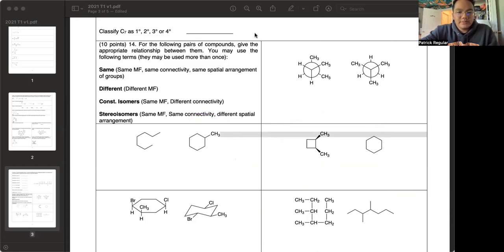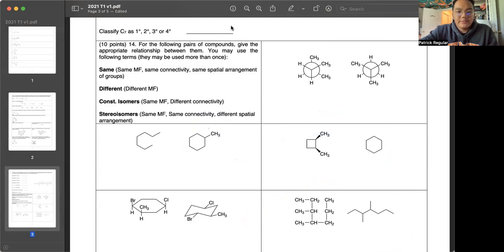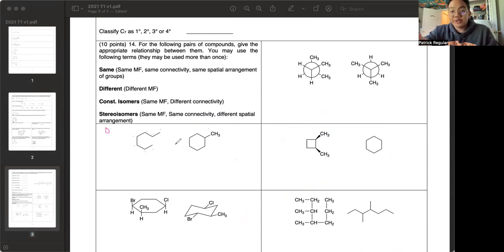Hell, let's do it. All right. I don't know why that bar is still there. Go away. There you go. Let's look at this one in the corner. All right. We have a 1, 2, 3, 4, 5, 6, 7. That's just a heptane. 1, 2, 3, 4, 5, 6, 7. That's a cyclohexane with a methyl group attached. 7 carbons.